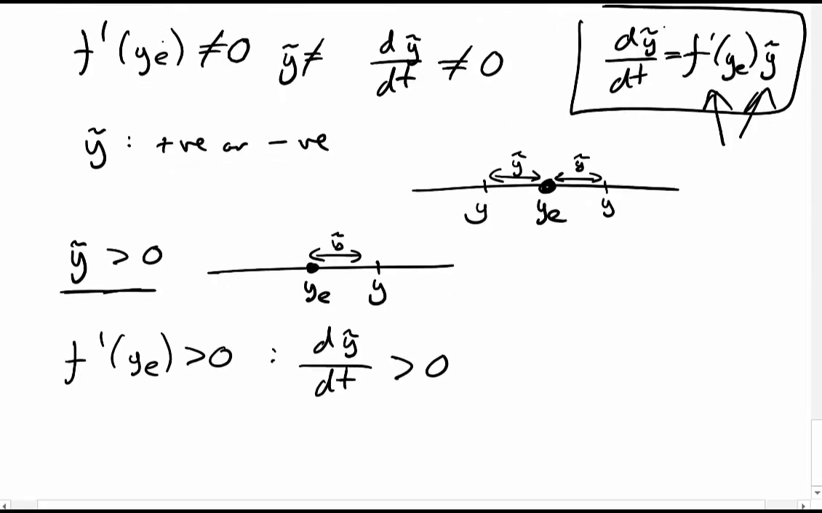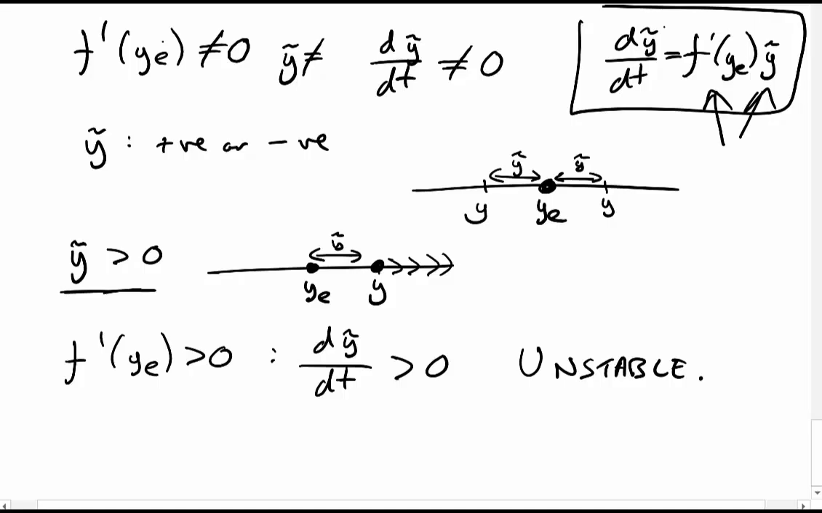So in other words, we're positive, so we're moving to the right. We're sitting at y at the moment, and we're considering dy tilde by dt being positive, so we're moving in this direction. In other words, we're moving away from the equilibrium point. So in that case, we've got unstable.